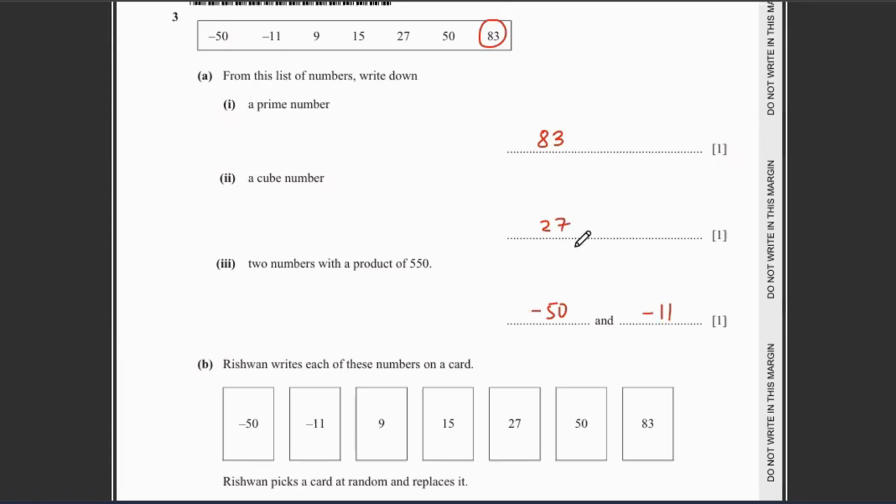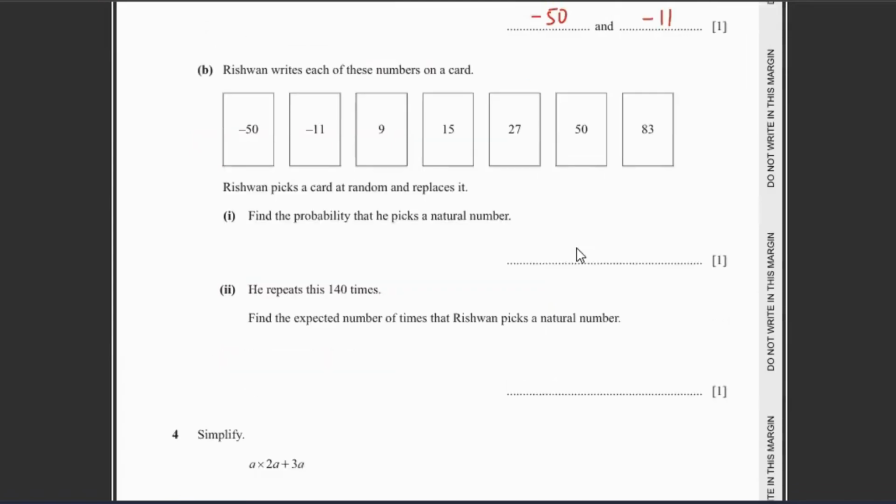Next, Rizwan writes each of these numbers on a card and he picks a card at random and replaces it. Find the probability that he picks a natural number. So natural numbers we have 1, 2, 3, 4, 5. In total we have 7 possible outcomes. So the probability will be 5 over 7.